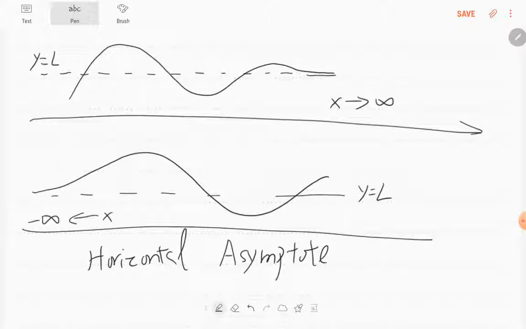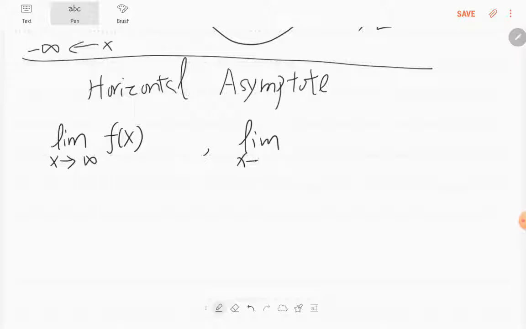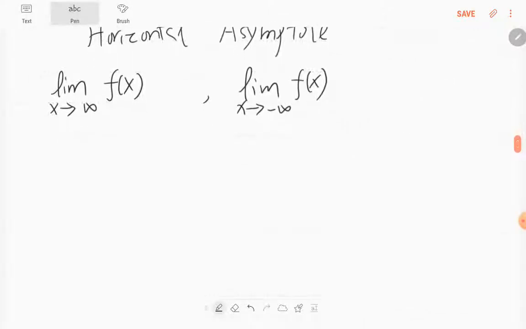The horizontal asymptote is talking about the end behavior of the functions. So when x approaches infinity, and when x approaches negative infinity, this is called the limit at infinity. So in other words, we need to look at the limit when x approaches positive infinity of f of x, and when x approaches negative infinity of f of x. Okay.